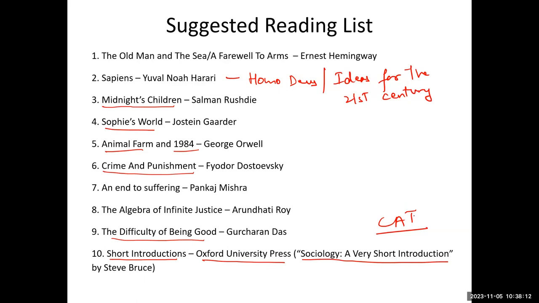Now, CAT has used this book, Sociology: A Very Short Introduction, till date, 6 times. 6 times they have picked up paragraphs from this particular book, and they made them into RC passages for the CAT exam. Such is the importance of these books. And these books are very, very informative. They're very informative, but they're very difficult to read.